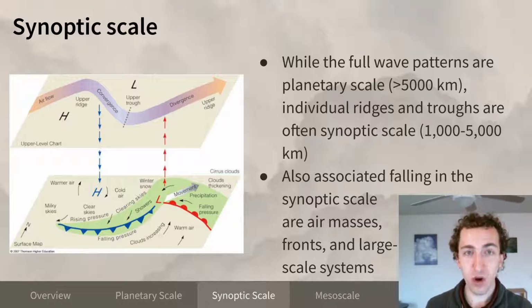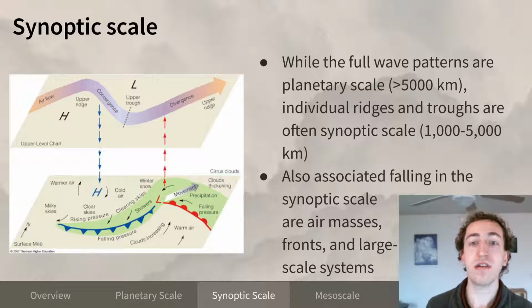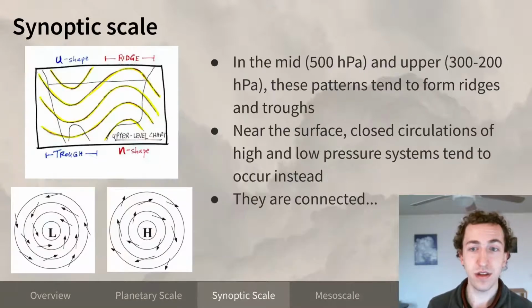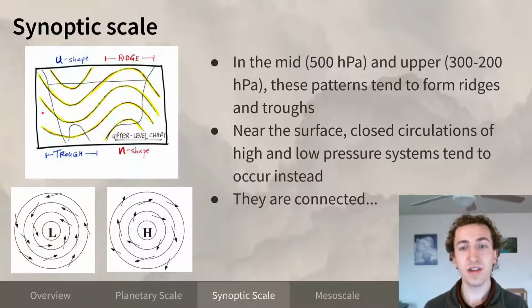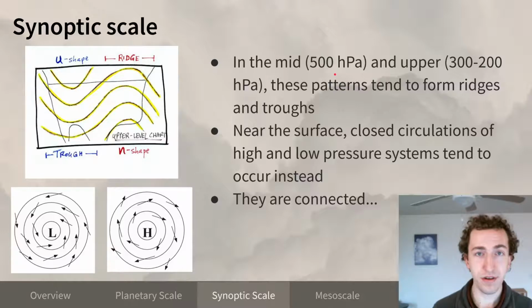But there are a few overall details that I want to touch on as we talk about synoptic scale. As a refresher about troughs and ridges, troughs in the northern hemisphere are U-shaped patterns, and ridges are N-shaped patterns. These tend to show up both in our mid-level, 500 hectopascal plots, middle of the atmosphere, and our upper levels, which we were focusing on when we were talking about the planetary scale. The waves that we tend to notice in the atmosphere form these ridges and troughs.